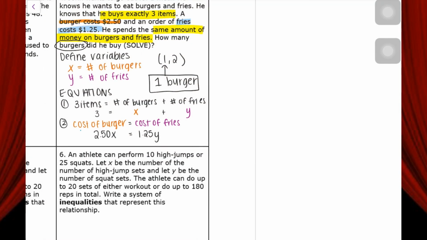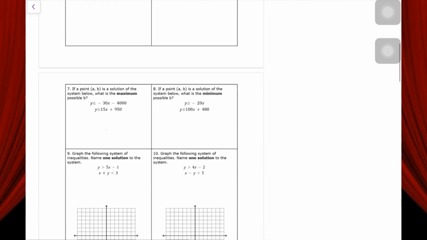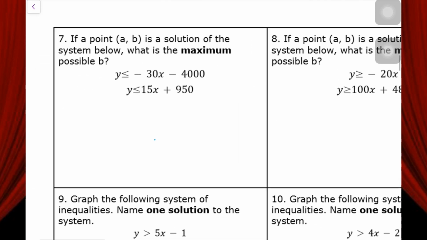Okay, let's do the next problem. Let's flip the page and do number 7. On number 7, it's asking for the maximum possible value for B. Just keep in mind your B is in your Y value spot. If you forget what maximum is, this is our vocab. It's important that you know maximum is my highest point.